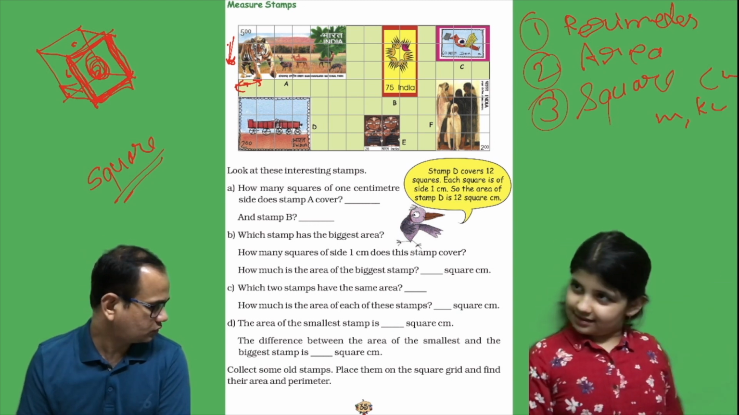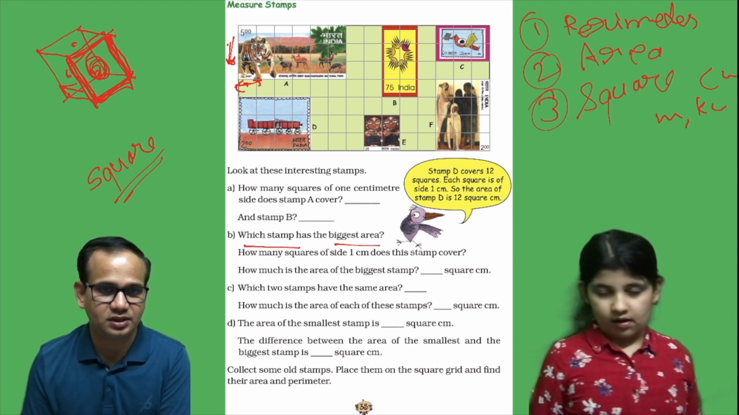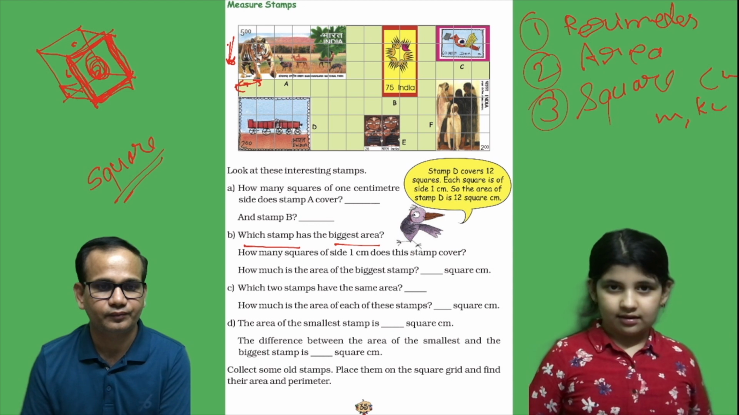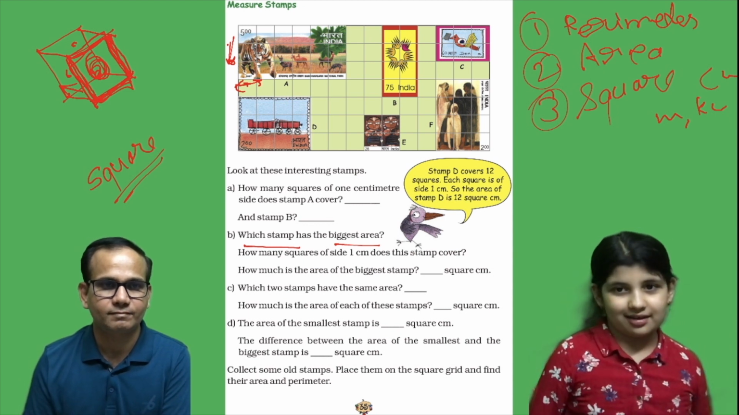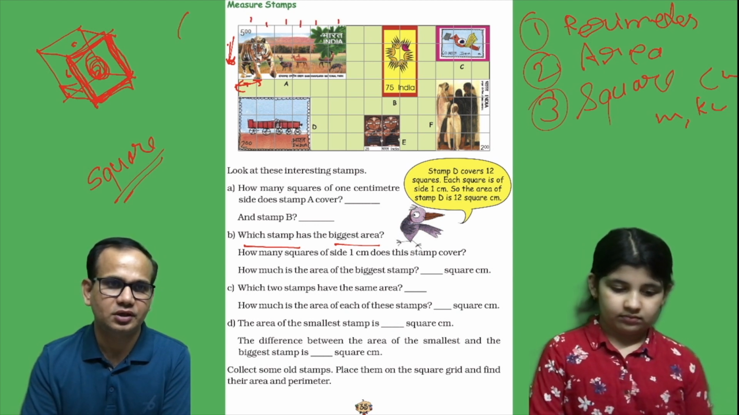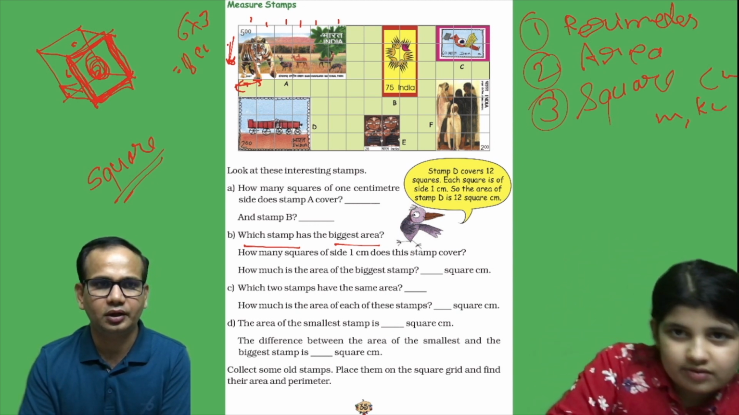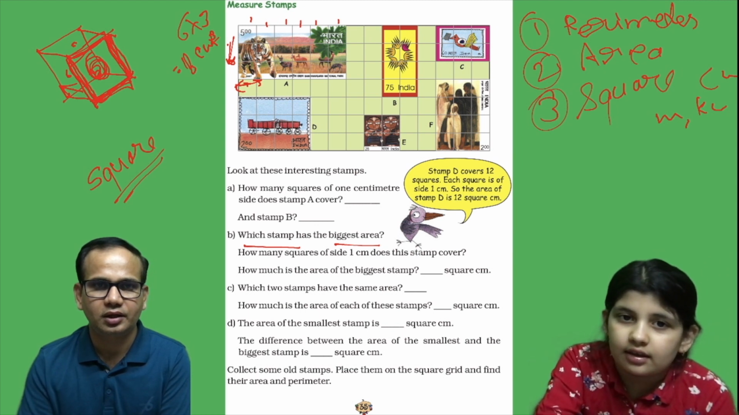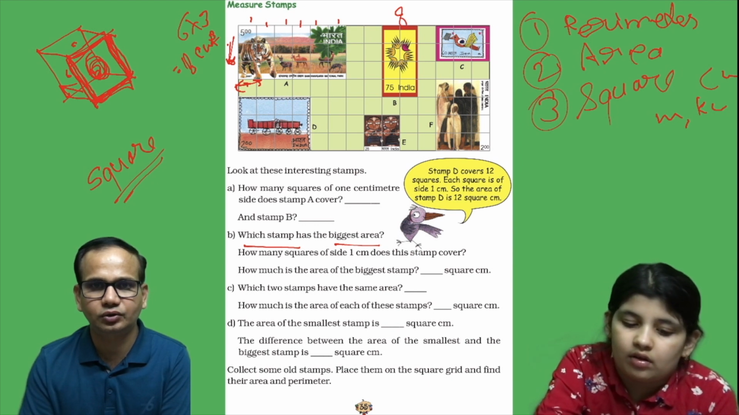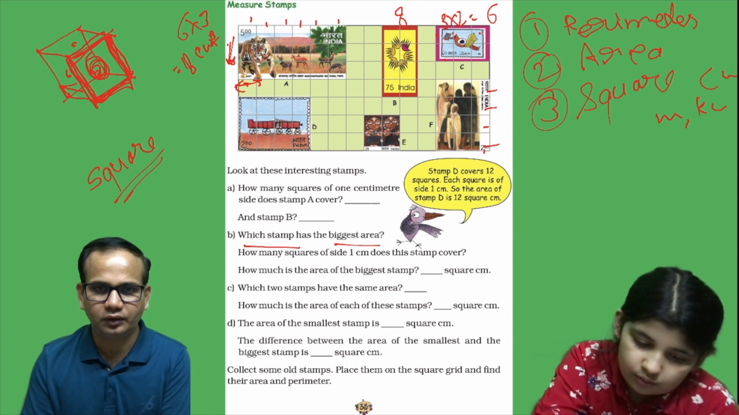Now we'll go to the next question. Which stamp has the biggest area? Which stamp has the biggest area? Now answer me. The tiger stamp A has the biggest area. You have to calculate. See, 6 here, right? 1, 2, 3, 4, 5, 6. 6 into 3, that is 18 square centimeter here. And here 4 into 2, 8. And here 3 into 2, here 6. And here 1, 2, 3, 4, and then here 1, 2, 3.